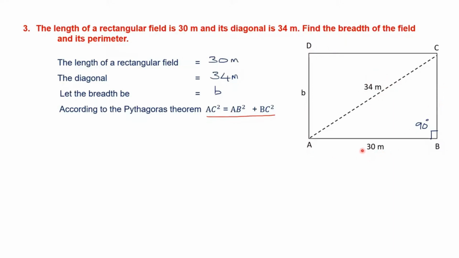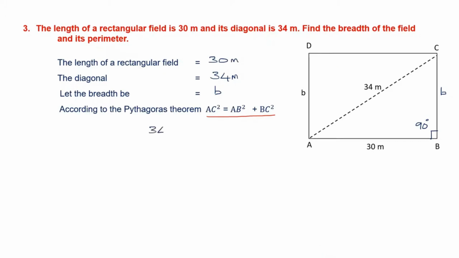So the length and the breadth here, if I square those two, I will get the square of the hypotenuse. We're going to keep that in mind as we do. So this is B, both sides are B here. Now let's use the Pythagoras theorem to work this out. AC square is the diagonal, or the hypotenuse. So AC square means 34 squared.